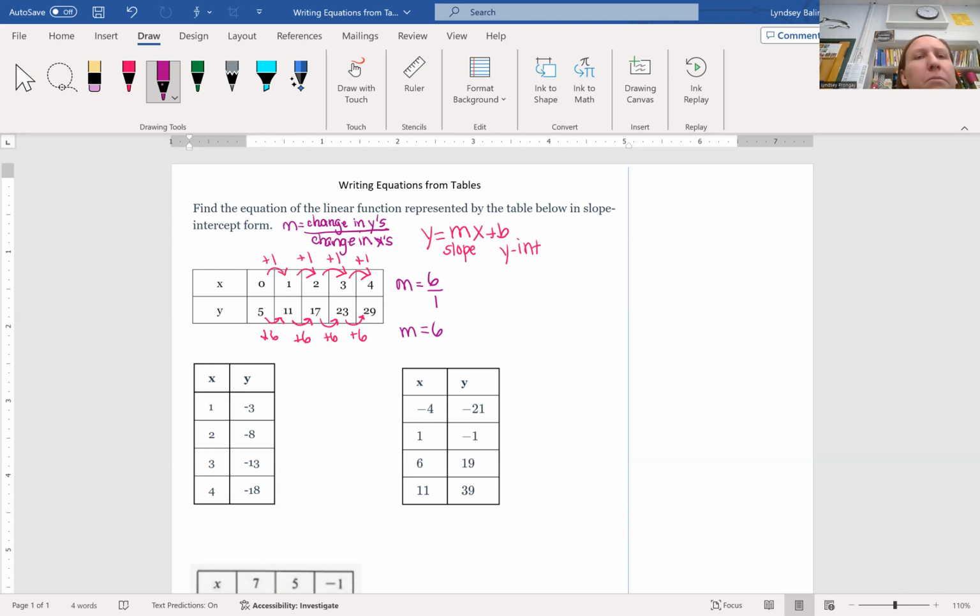Okay. And now we need the y-intercept. Well, we've been saying that y-intercepts happen when the x is 0. And what's nice about my table is I have an ordered pair where my x is 0. So this 5 is representing my y-intercept. So now I have the information I need. My m was 6, my b is 5. So my equation is going to be y equals 6x plus 5.